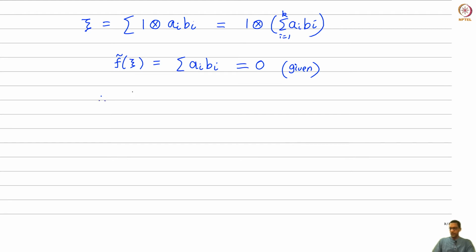Therefore, what it means is xi is just 1 tensor 0, and this we have proved before, that anything tensor 0, that element is always the 0 element of the module by just writing 0 as 0 plus 0 and so on. Okay, so I won't repeat that argument. Observe that xi essentially becomes 1 tensor 0, and therefore that's just the 0 element. So that shows that the kernel of this map is just trivial. In other words, the map is 1 to 1. Okay, good. So that completes the first example.